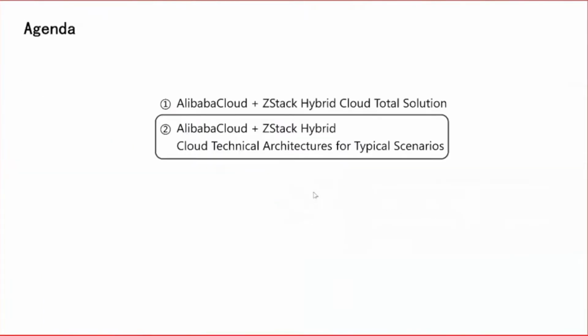The next part is the technical architecture for the typical scenarios. This scenario is a very good reference for MSPs and customers to deploy the Alibaba ZStack hybrid cloud architecture. Different architectural bottlenecks were encountered when the businesses were running in the production environment, and the solutions were obtained through different perspectives and the application of the ZStack hybrid cloud architecture.